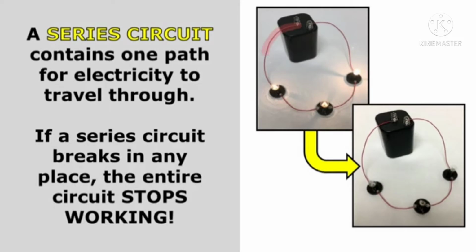A series circuit contains one path for electricity to travel through. If a series circuit breaks in any place, the entire circuit stops working. In this bottom picture, the middle bulb is broken, and that creates a small gap in the circuit. Now electricity cannot get from one side of the battery and through the entire circuit and back to the other side because there's a gap. So all of the light bulbs have stopped working.